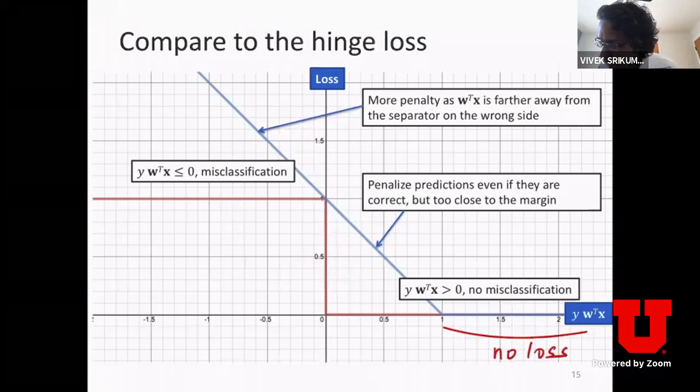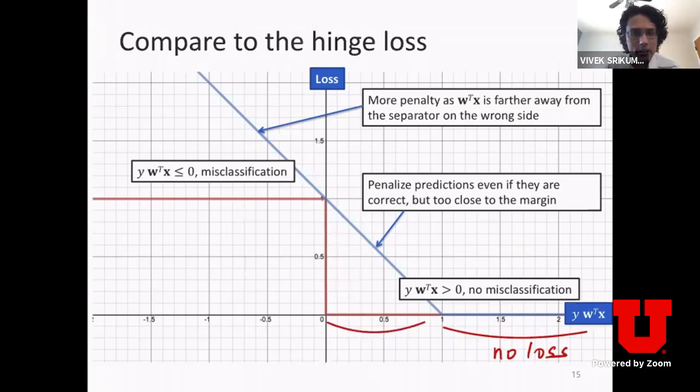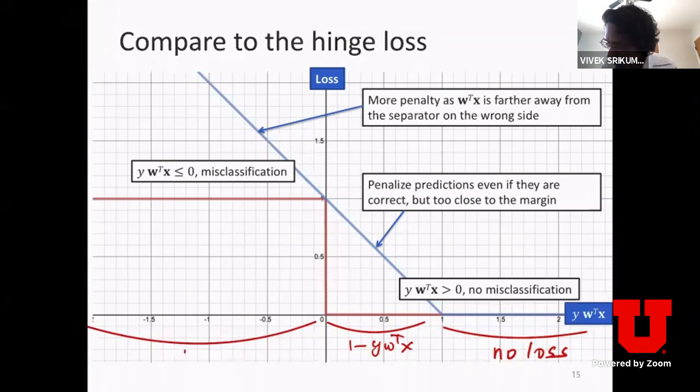If y W transpose X is between 0 and 1, that means the prediction is correct, but the example's score, the y W transpose X, is too close to the margin. So you have a loss which is 1 minus y W transpose X. And if it's on the negative side, it's incorrectly predicted. So there is still a loss, there's still a penalty on this weight vector, which is equal to 1 minus y W transpose X.